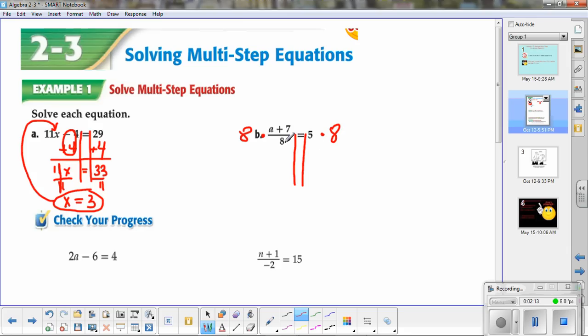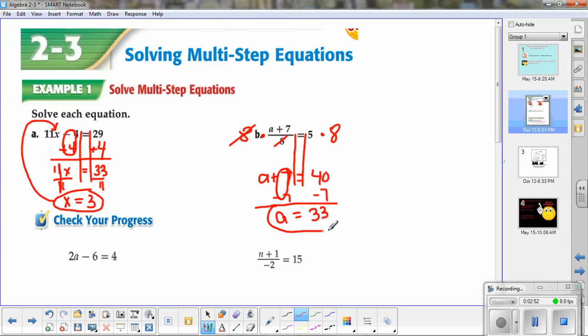And then what happens here, when you divide by 8 and then turn around and multiply by 8, you end up right back where you started with A plus 7. And then 5 times 8 is 40. Now to get the A alone, we want to get rid of this plus 7 by subtracting 7 from both sides. Positive 7 and a negative 7, when you add those together, you get 0. And A plus 0 is just A. And on the other side, 40 take away 7 is 33.